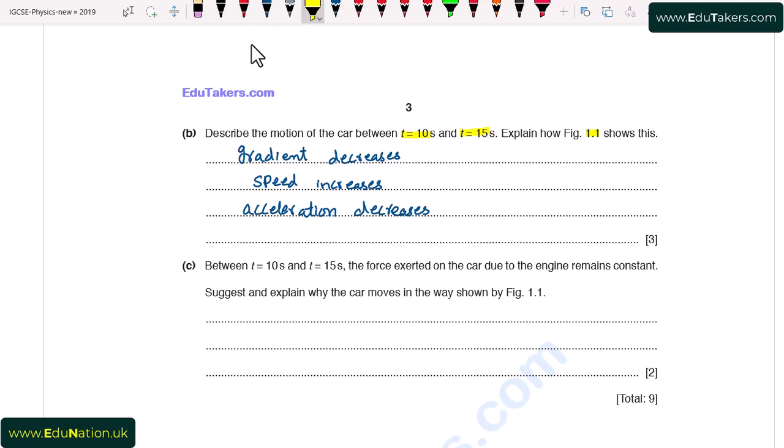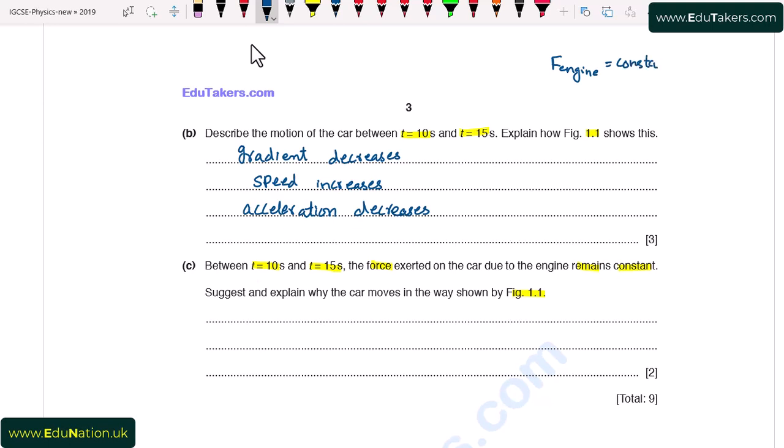Part C. Between t equal to 10 seconds and t equal to 15 seconds, the force exerted on the car due to the engine remains constant. So the force here remains constant. Suggest and explain why the car moves in the way shown in figure 1.1. So here we can see that the force due to the engine remains constant.